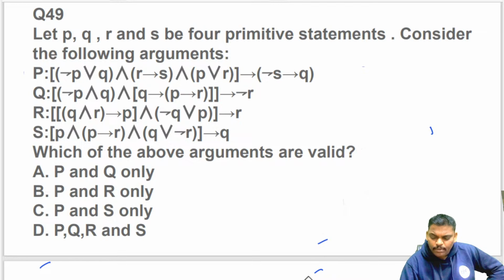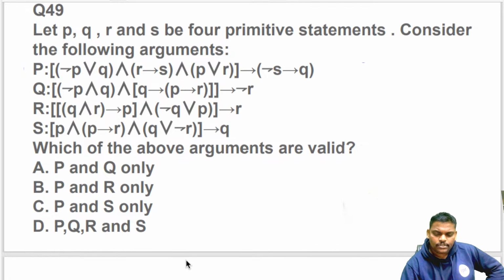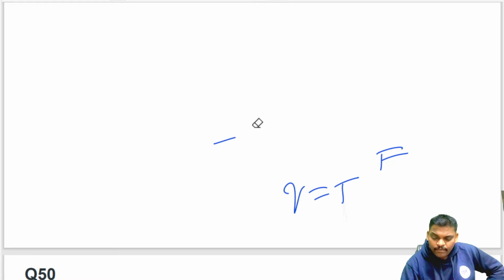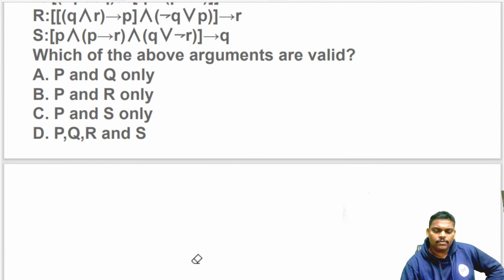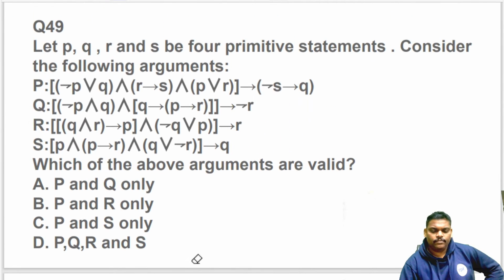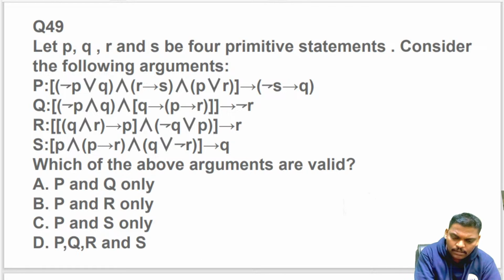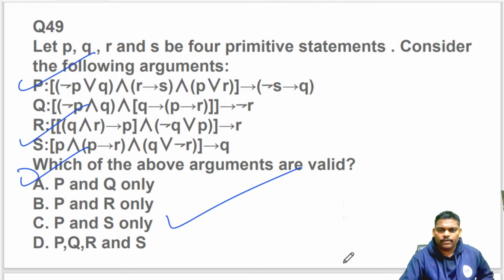Some became easy, some became a little time consuming, but still you can do it. I think the last one became very easy, the second one became very easy, the third one also became very easy, because with one combination you can prove it. Only the first one took some time, and that will also take less time if you apply formulas. So I think P true, S true. So answer is C. Yeah, perfect.